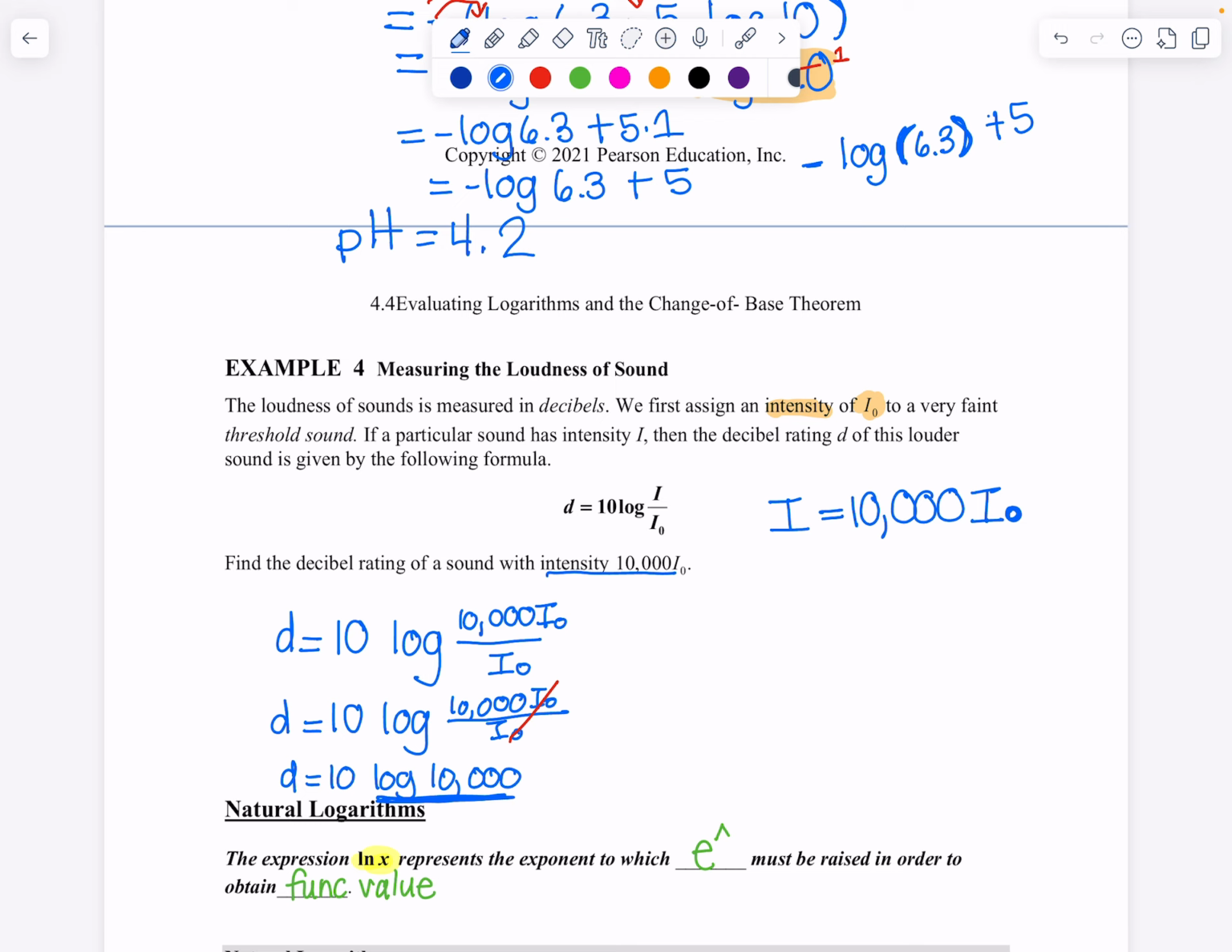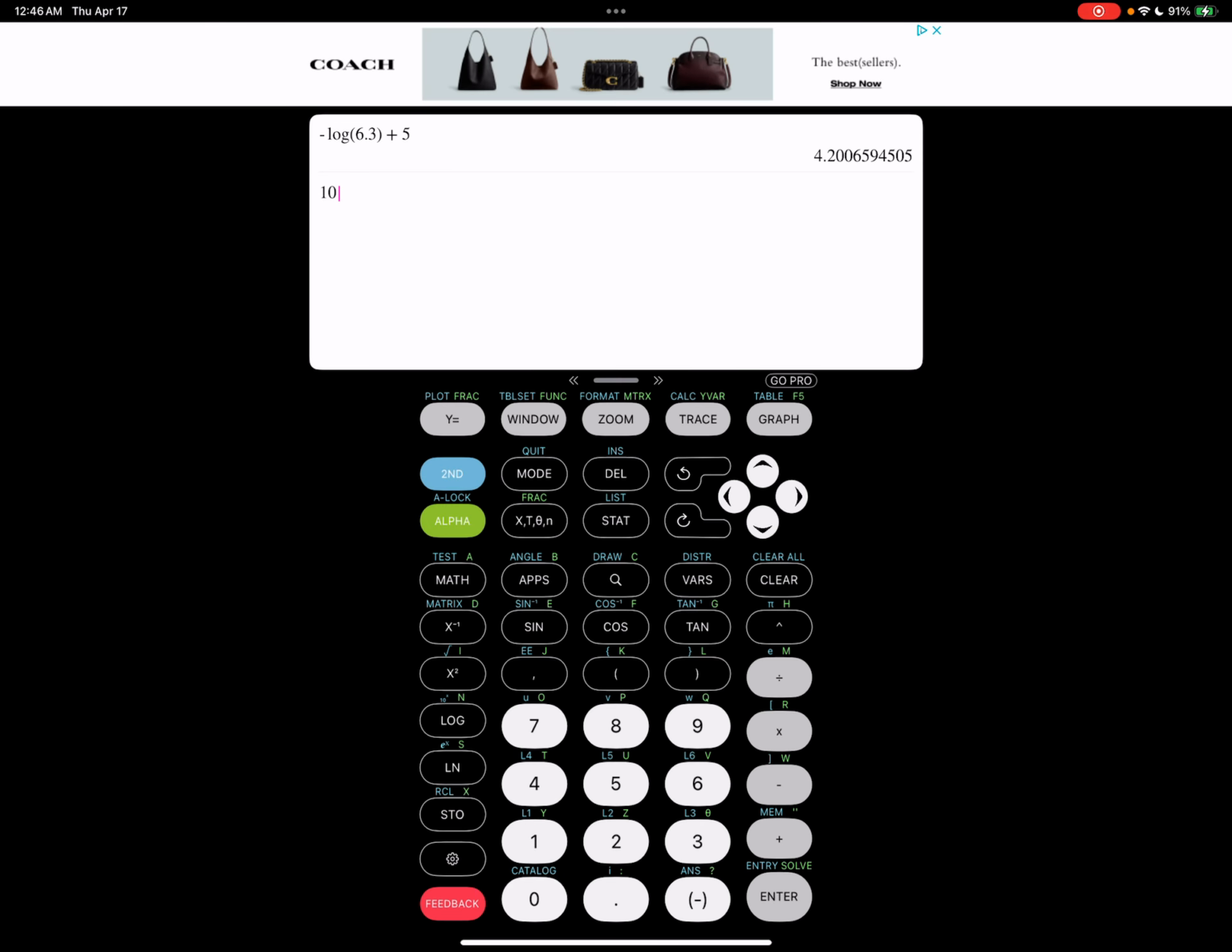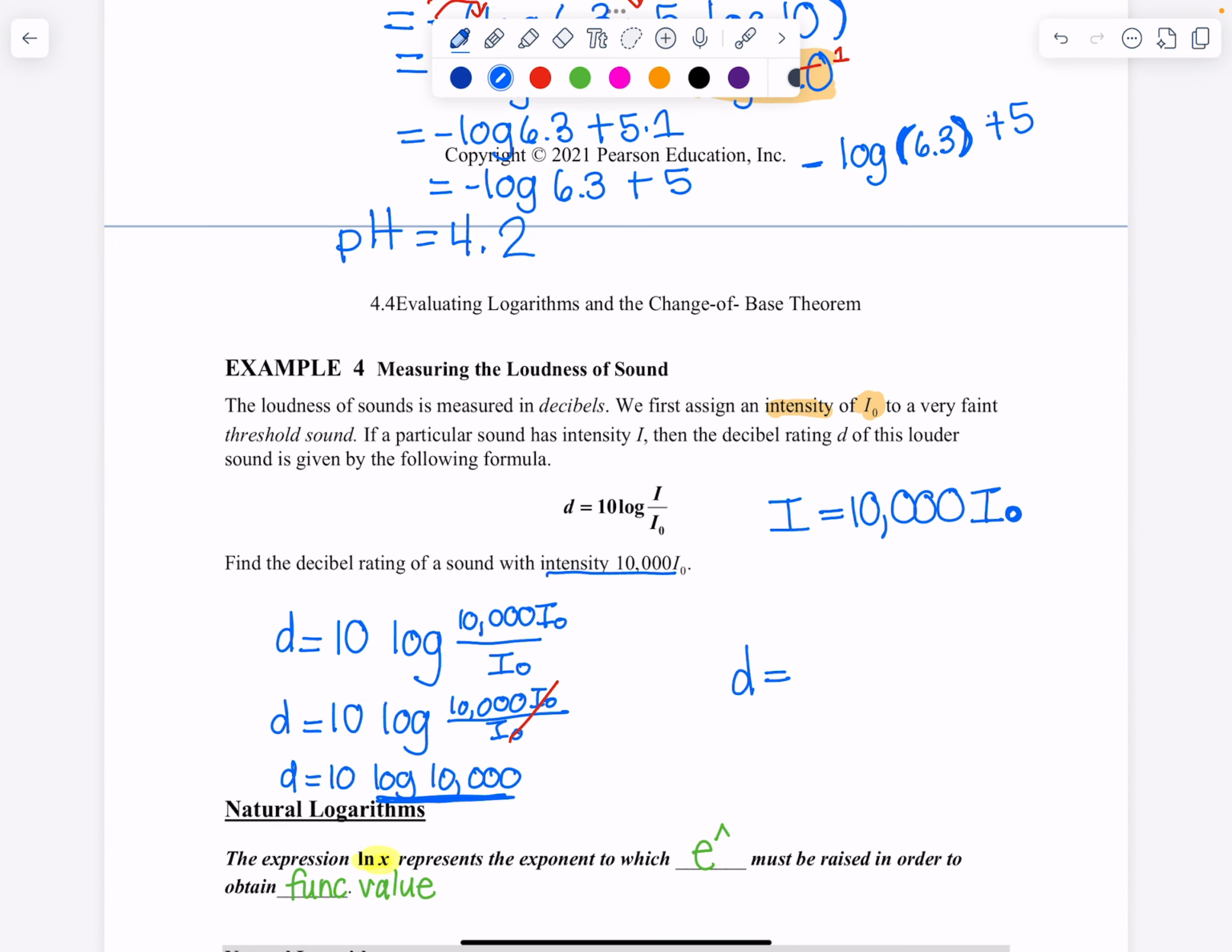So let's see what our decibel rating is right here. Type it in the calculator. We have 10 times log of 10,000. Look what we get, 40. 40 is what we get. Okay. And this is just some ways of how we use logarithms in actual real world problems, or you having to apply logarithms to a couple of these problems, okay?